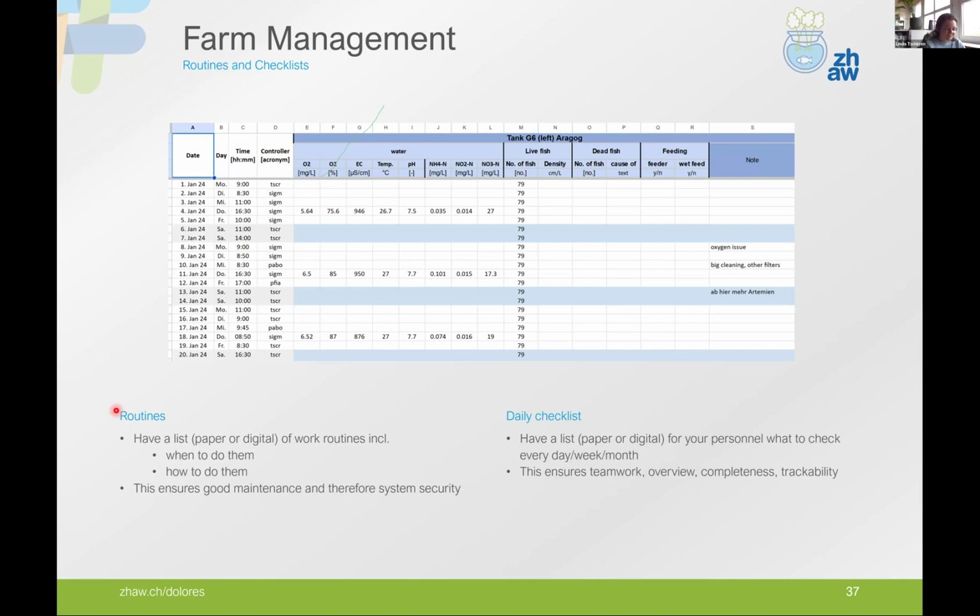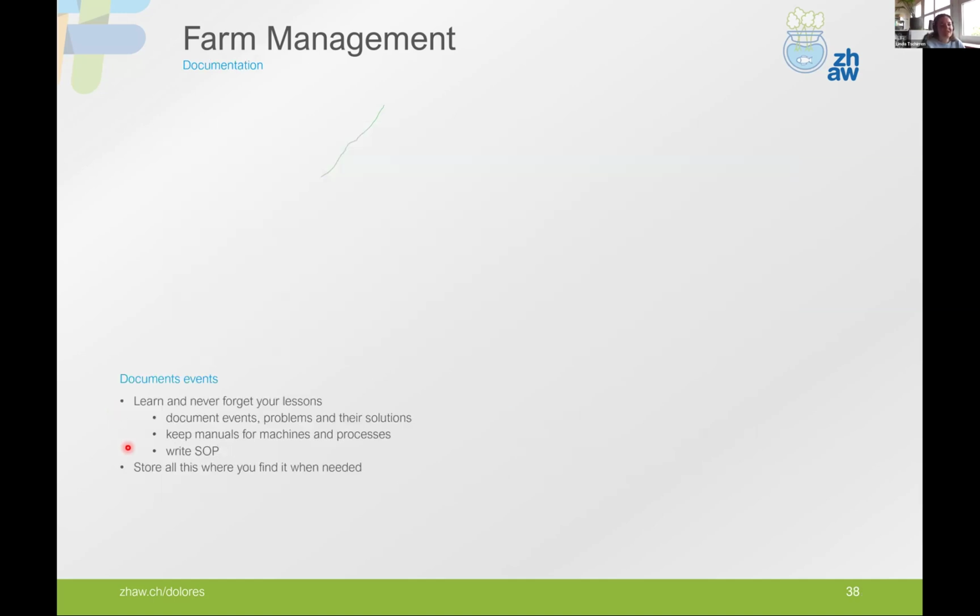The second thing is documentation. There are so many things that can go wrong, and you make mistakes every time. The only thing that counts is that you learn from what you have done, and you note down what you did to solve a problem or what you did wrong, when something went wrong, so next time you know not to do that.